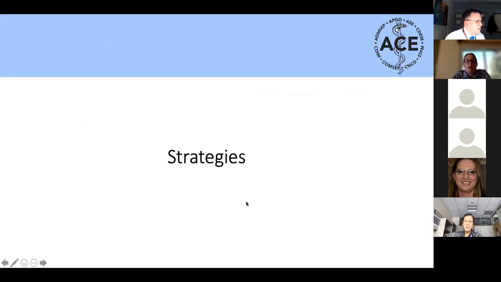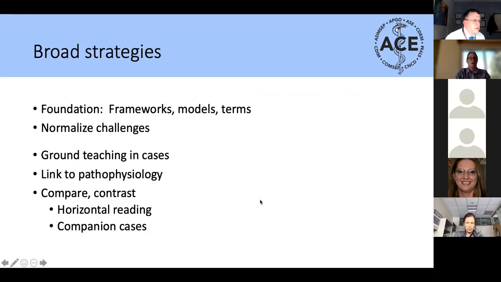So now, some of the strategies that can be helpful to think about to promote clinical reasoning. Very broadly, I think that providing some of the frameworks that we've looked at so far, sharing terms, illness scripts, problem representation, can be really helpful.